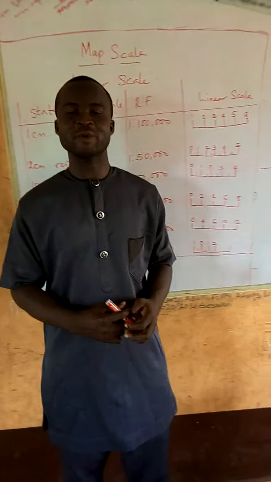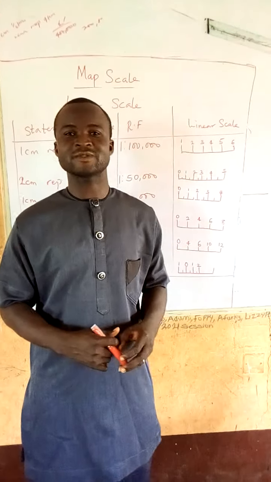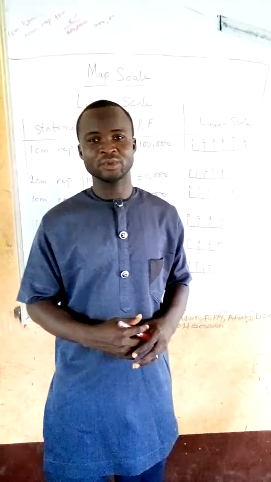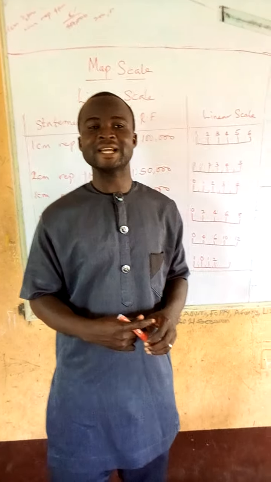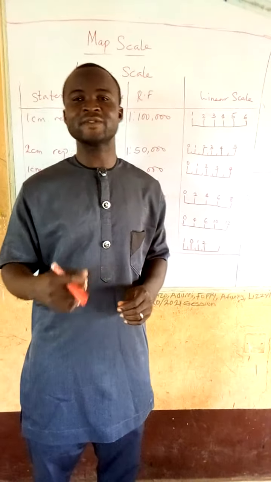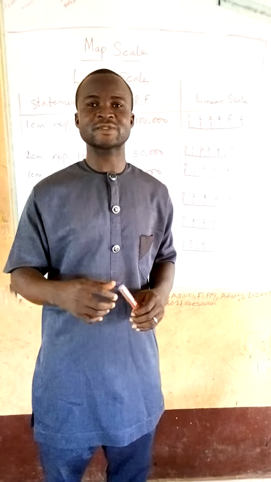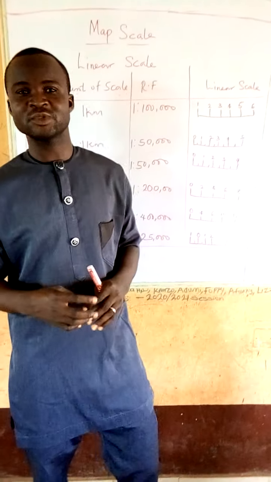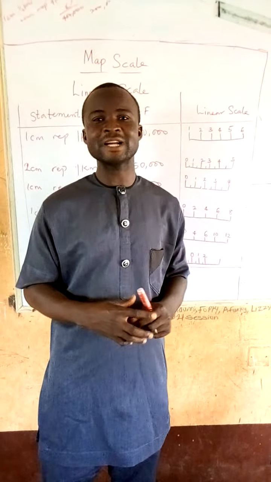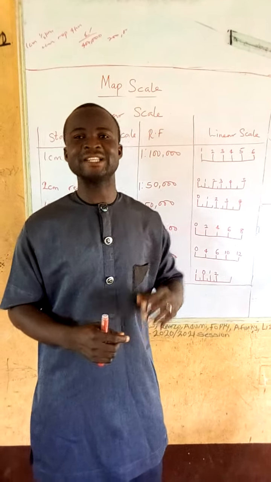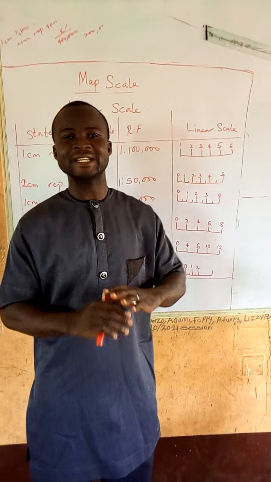To continue from where we stopped, that is, we stopped at the representative fraction of scale. Today we want to look at the linear scale. Linear scale is the ratio or proportion that describes the relationship existing between the distance on the paper and the actual distance on the ground in a straight line form. It is always in a linear form.